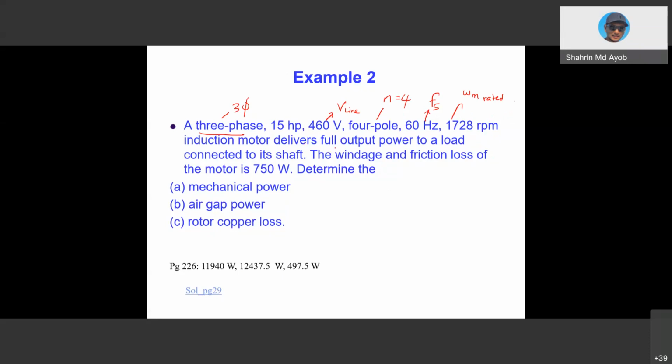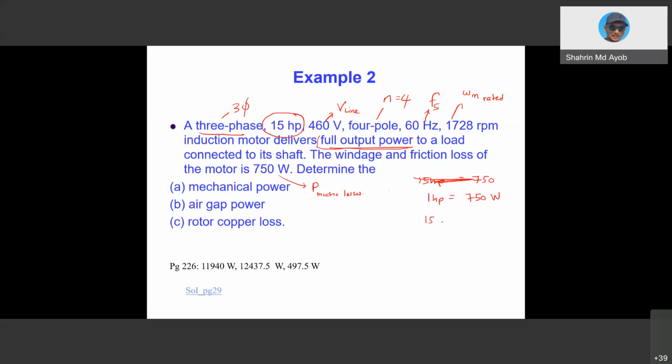And it delivers full output power to the load connected to its shaft. The windage and friction loss of the motor is 750 watts. So this one is the P mechanical losses, which we didn't cover. You just use the values. So determine the mechanical power. It says that it delivers full output power, meaning that it delivers the rated output power. So 15 horsepower, where 1 horsepower is equivalent to 750 watt.